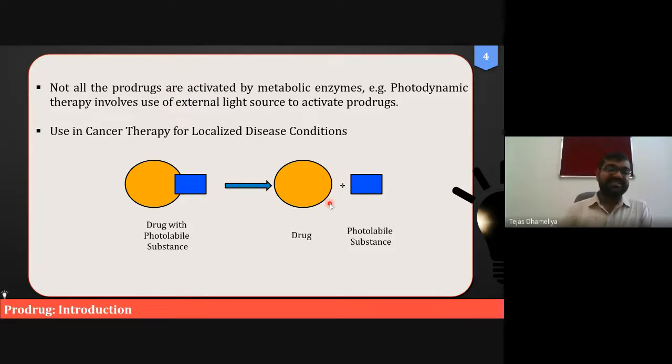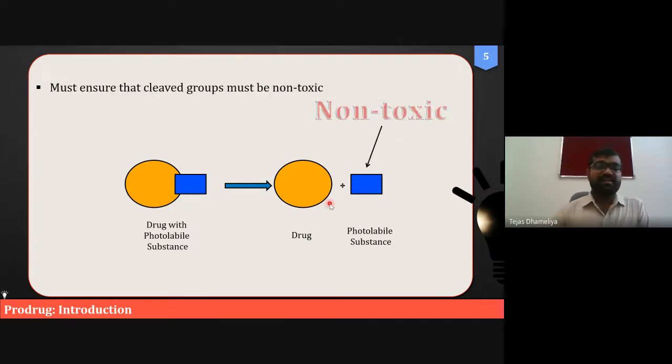Okay, so friends, this is one of the approaches we wish to discuss for several other prodrugs, right? And the advantage is that whatever photolabile substance we are using must be non-toxic in nature. It should be safe, easily excretable, and should not cause any kind of side effects. So that is the main advantage of using this kind of prodrug approach.